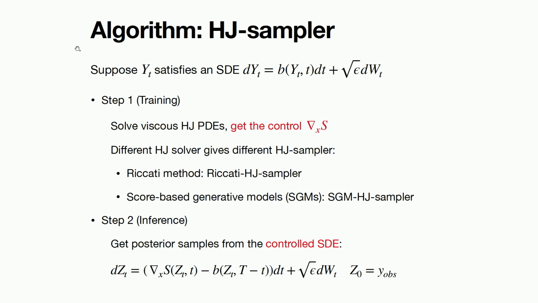Then we can have an algorithm called HJ-sampler. Assume the underlying process is an SDE. Then we have the training stage. The goal is to get the control. There are different ways to get the control. You can solve HJB. You can use a more data-driven way using the score-based generative model, the diffusion model, or you can use Riccati equations to solve HJB. There are so many solvers for the first step. And as long as you get the control, then you get the samples by sampling from this controlled SDE. That's the second step, the inference step.